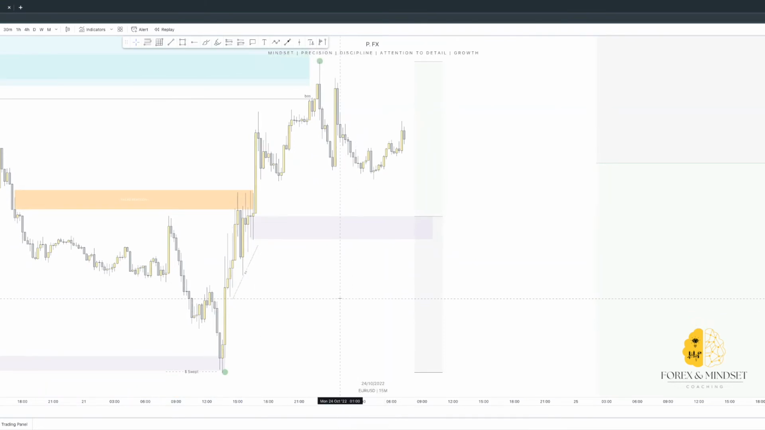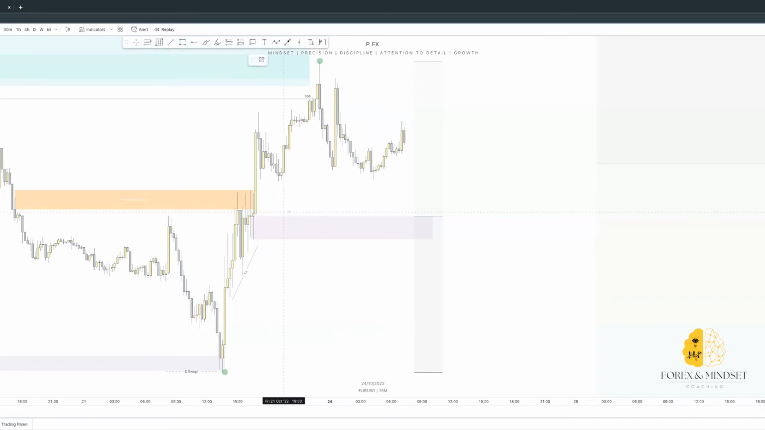If I get a CHoCH, I will buy from this area, willing to be stopped out if the price wants to grab liquidity. If I get stopped out, I'll wait for the sweep and then I'll re-enter again. Or if the price sweeps straight away without inducement, I'm also cool with that. So either way, I'm going to enter. That's my plan. Either way, I'm going to enter from this area. Now, obviously, we are going to break it down on 1 minute to fully understand what is going on.